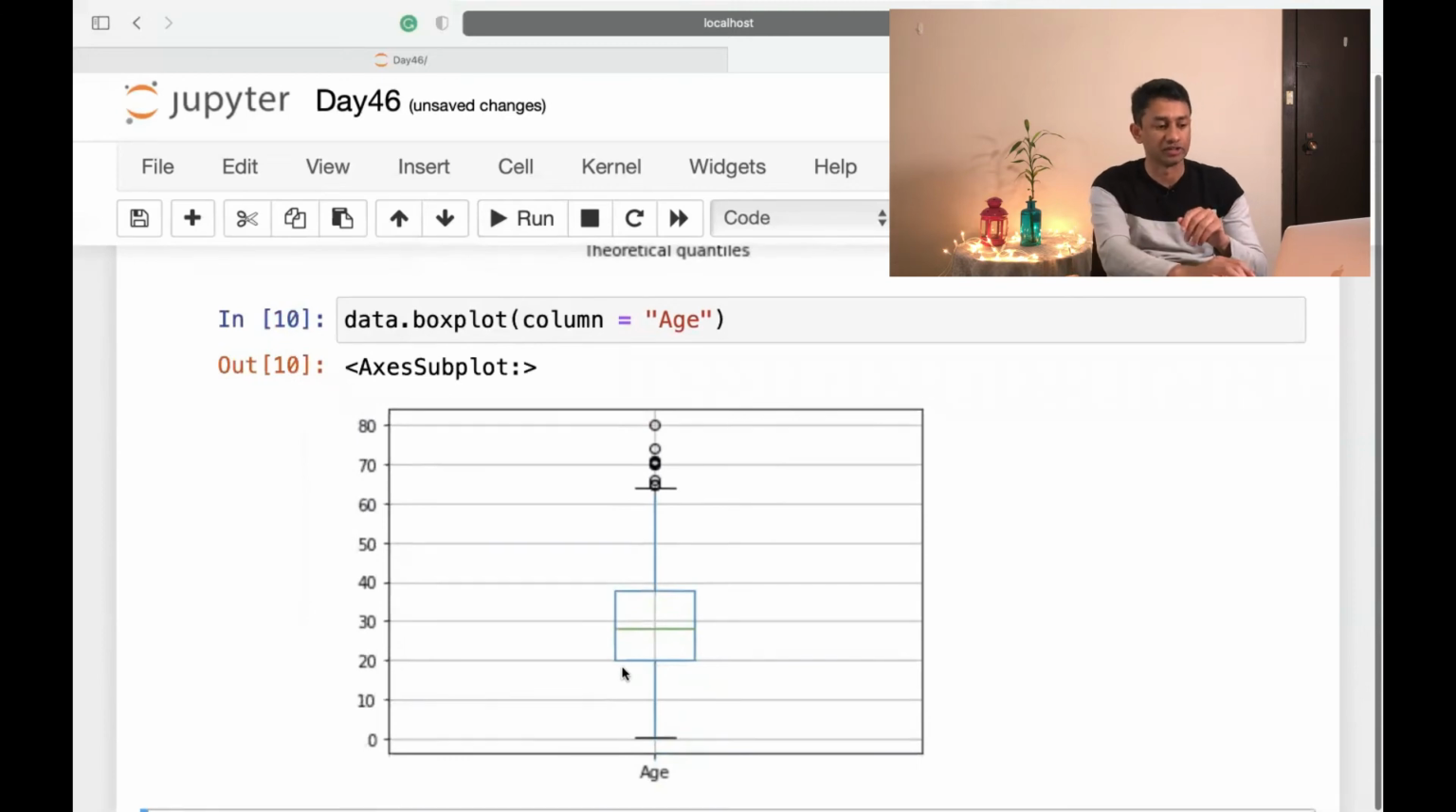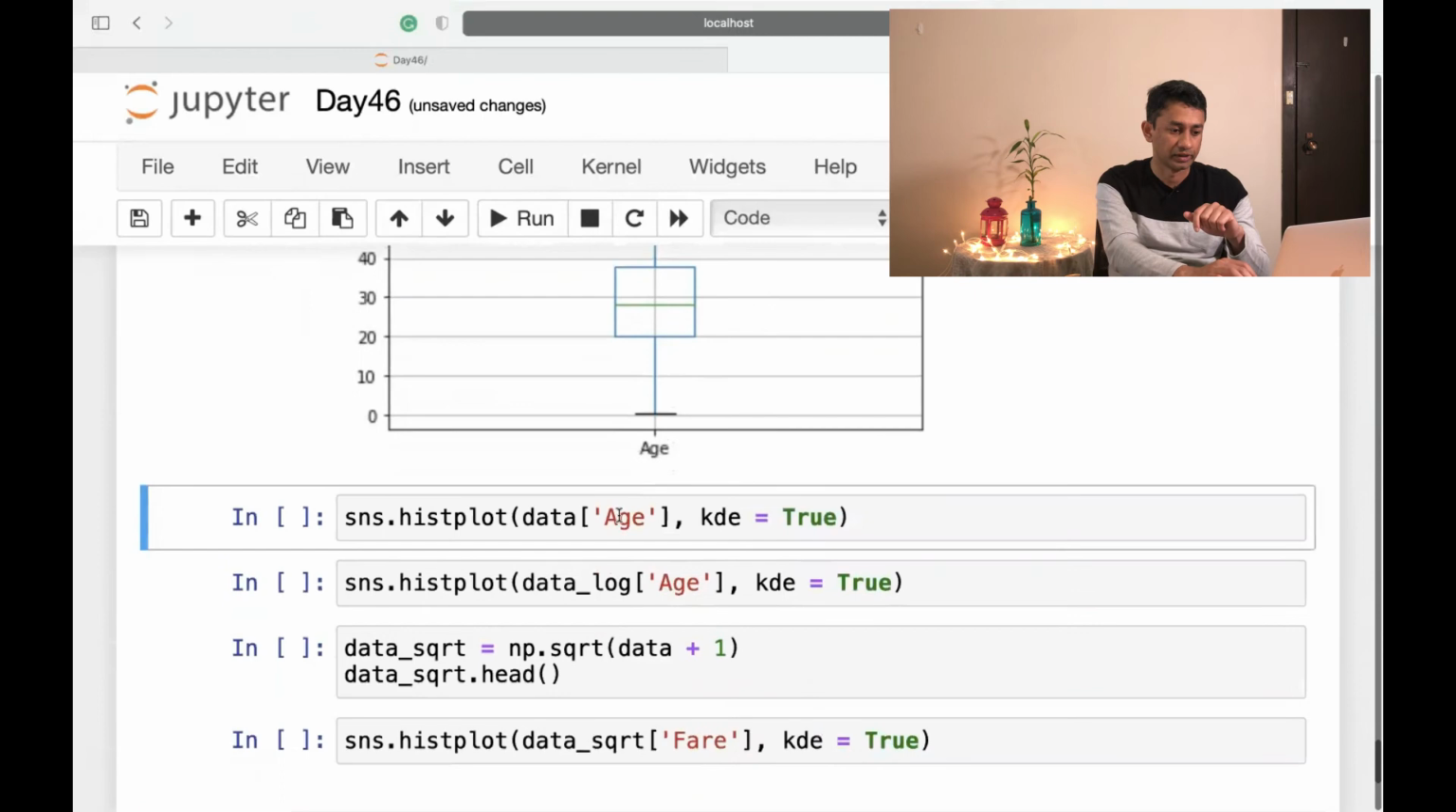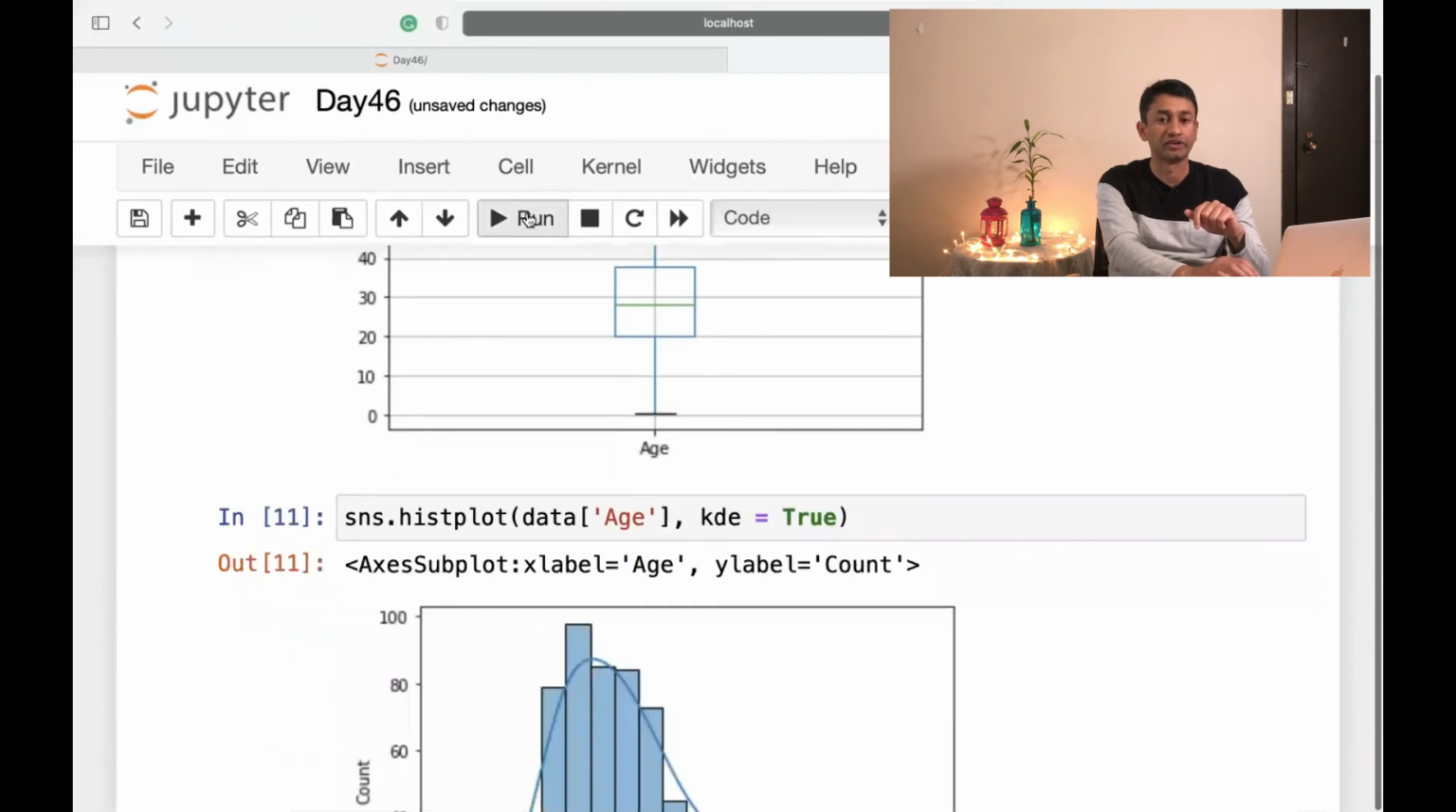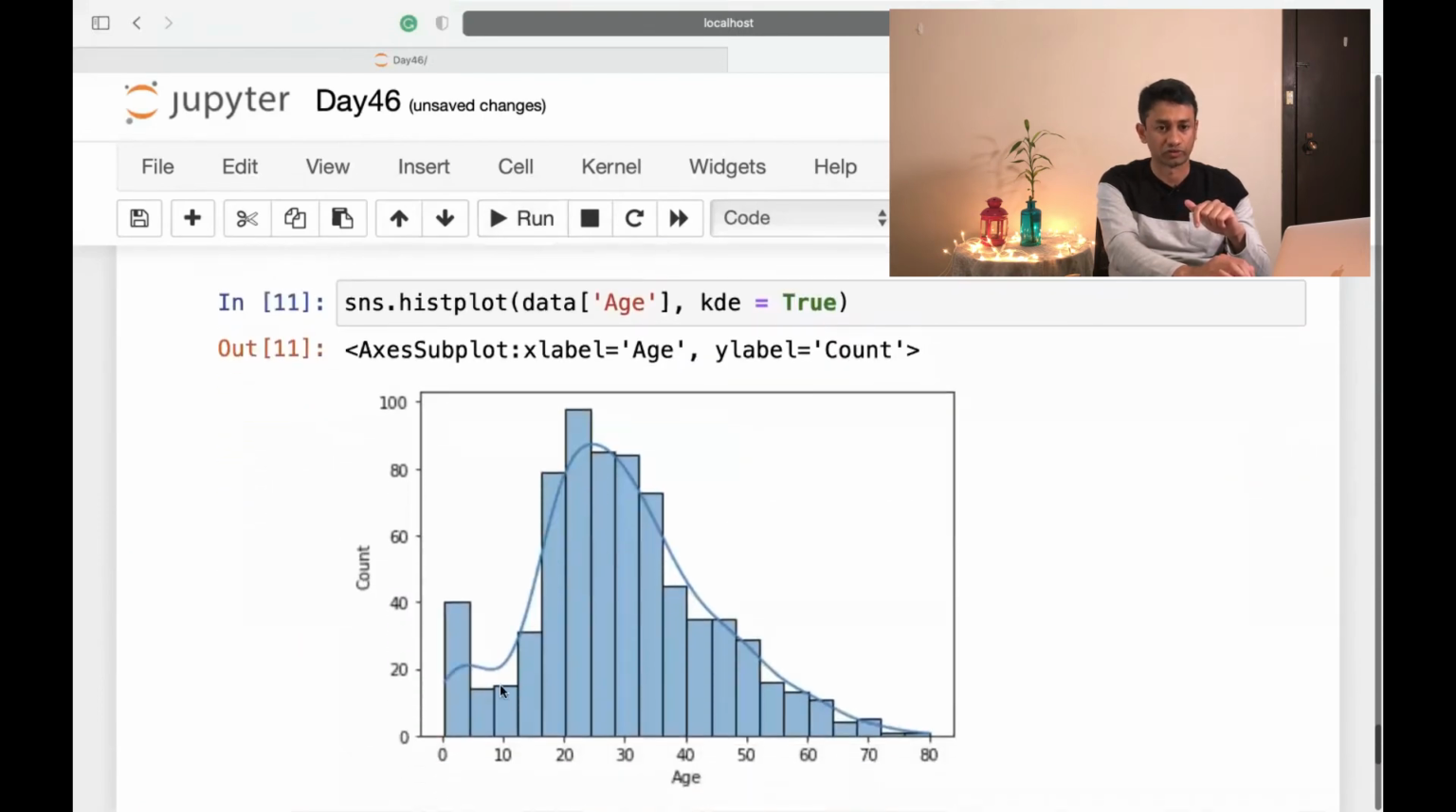So you can see that there is some number of outliers in this data point, and what we are going to do is we are going to do a histogram. So this is how the histogram would look like. Here, if you see, the data is not heavily skewed; the right hand side doesn't have a long tail, it's a very short tail.